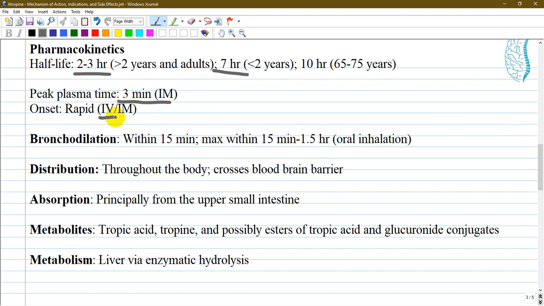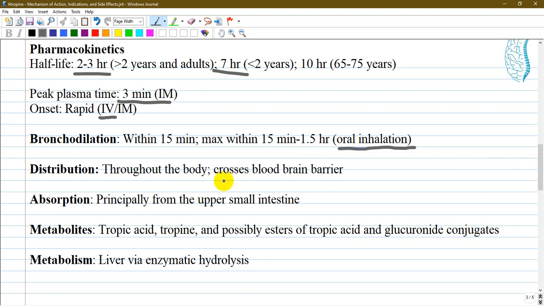If it is administered intravenously, it has an immediate effect. Intramuscular, it has a prolonged effect. So we can administer it in different ways, and even for bronchodilation, within 15 minutes and maximum within 1.5 hours. It is given by oral inhalation, but it is used rarely.